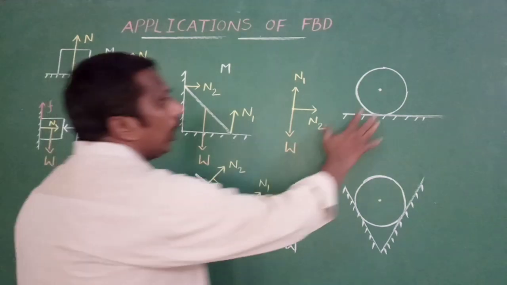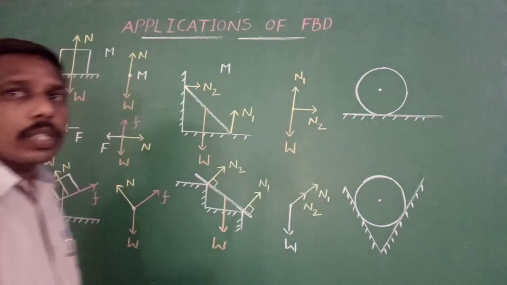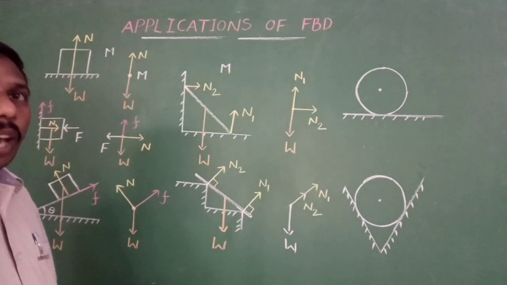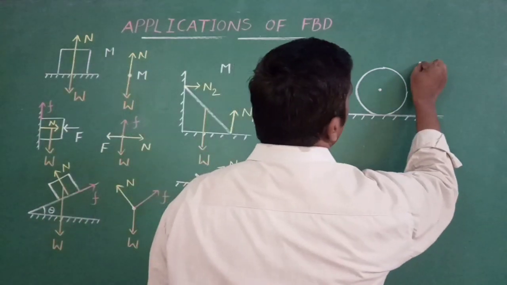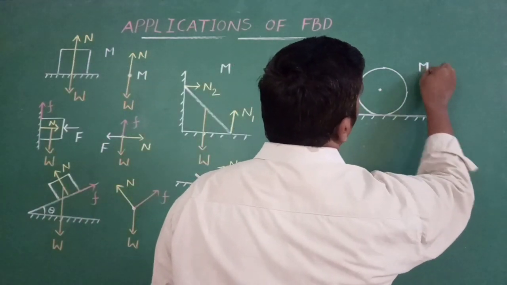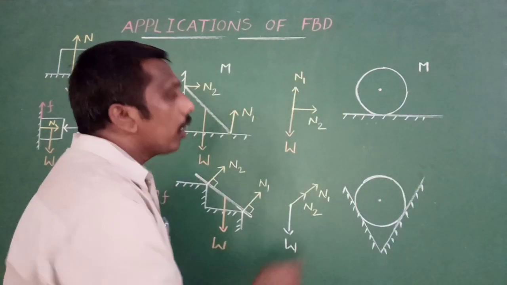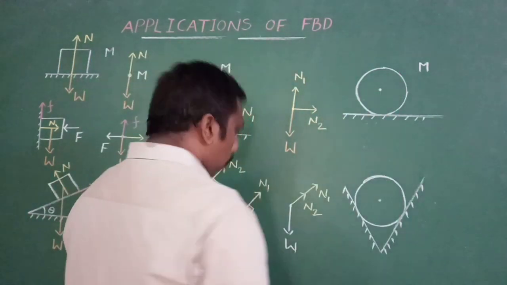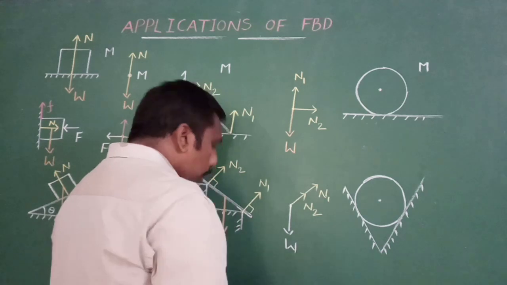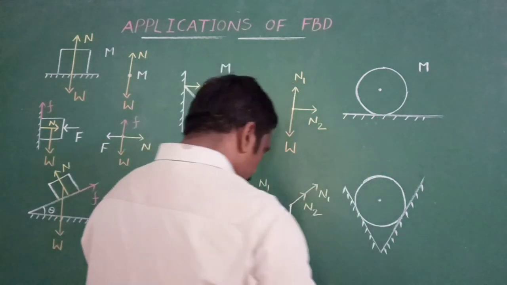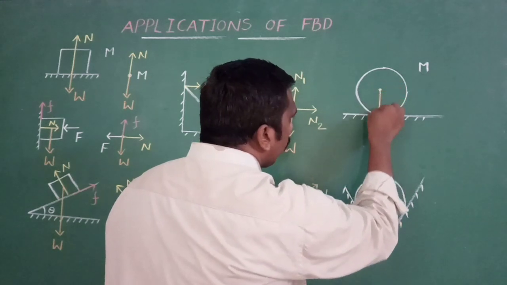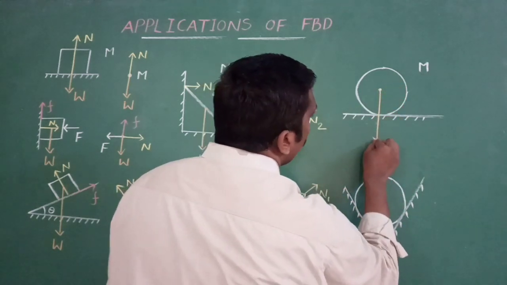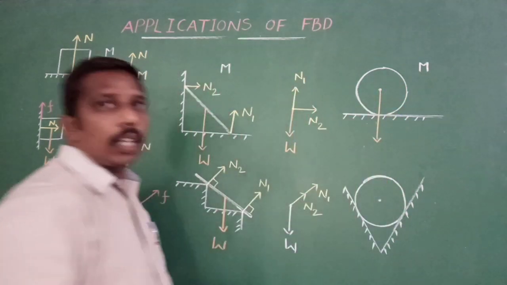Come to this one. Here, one sphere or one circle is placed on a horizontal surface. Mass of the sphere or circle is taken as capital M. In this case, the circle has only one contact. So, only one normal reaction acts. Here its weight acts vertically downward. Weight always acts from the center of the circle.